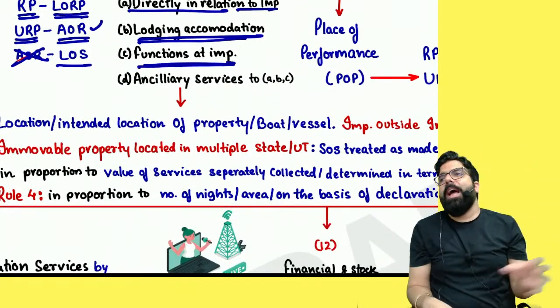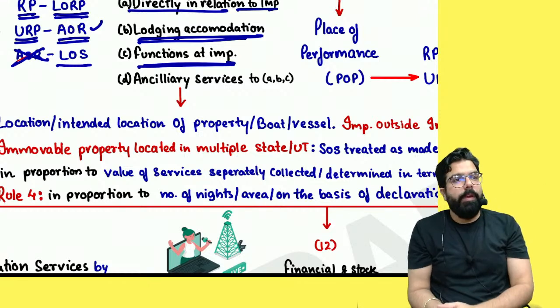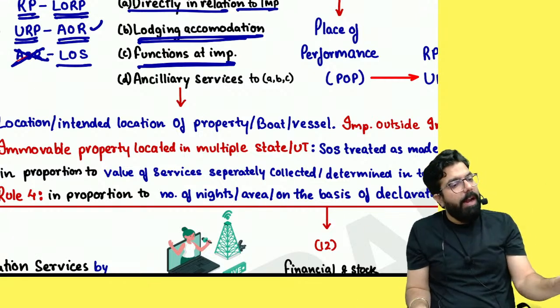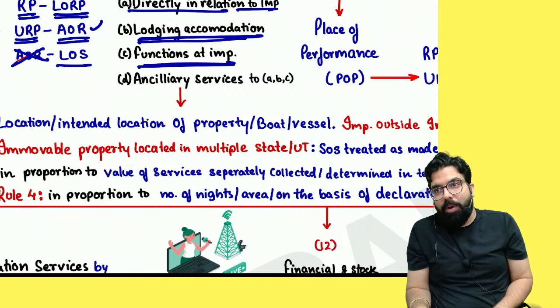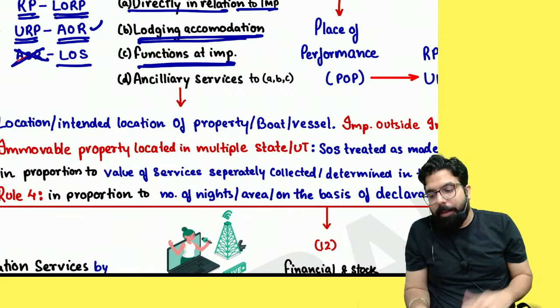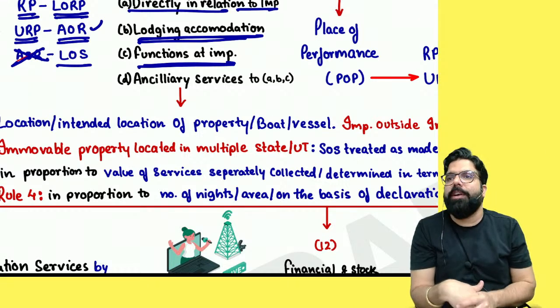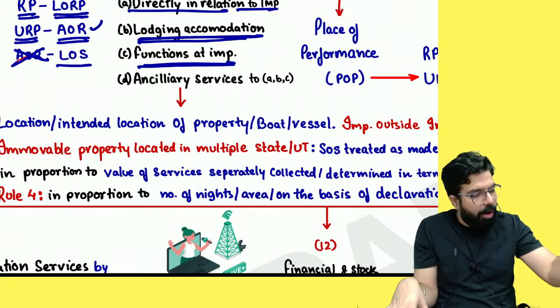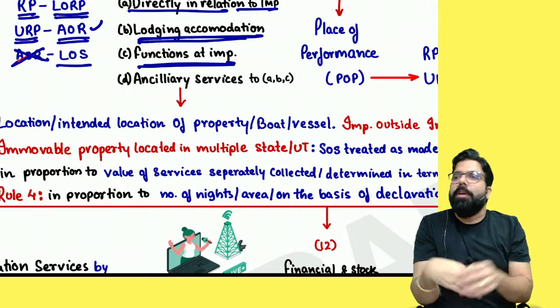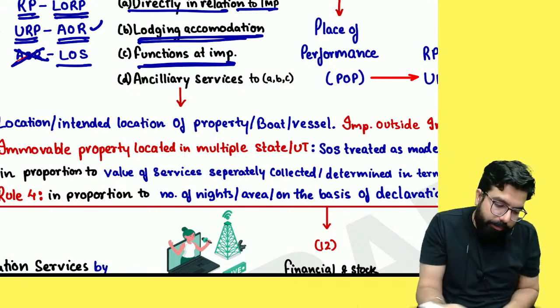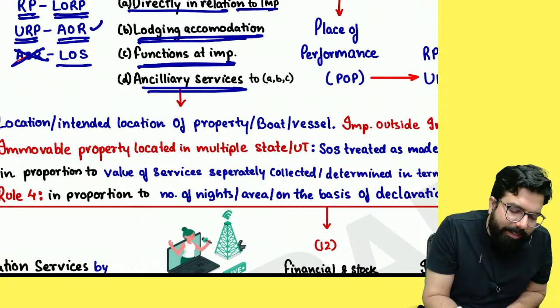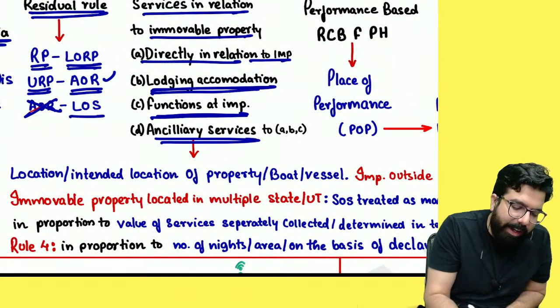Lodging. I give functions at immovable property. For an example, I have a Kalyan Mandapam, where marriages happen. Correct, everyone? I gave you that Kalyan Mandapam for a marriage. I told, okay, for a function you can use it. I am in Karnataka. Hall is also in Karnataka. Place of supply is what? Karnataka.